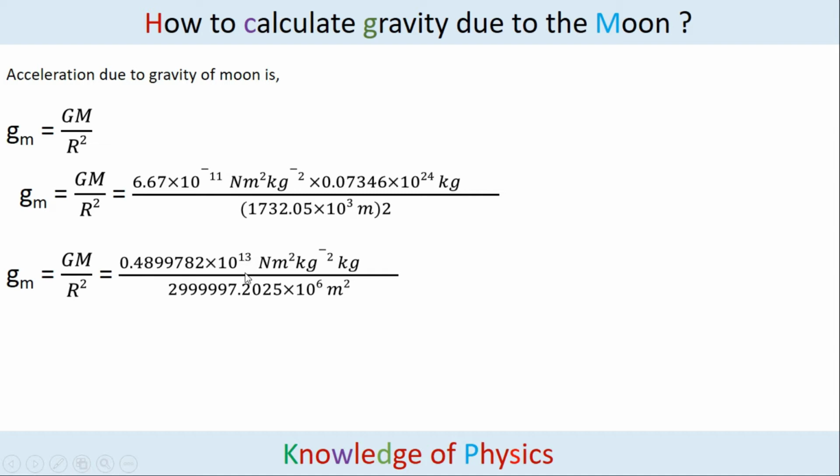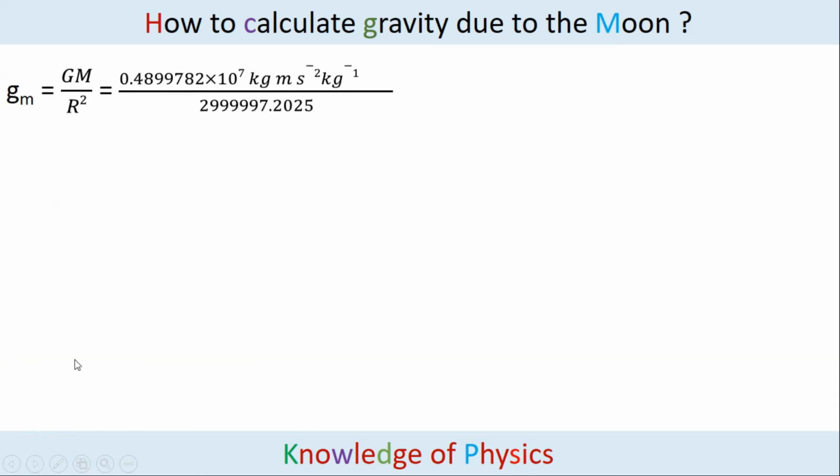After that, by the index rule, I put it here. This value is missing here. Here is this value, and I have moved it here. So 10 to the power 13 minus 6, and m squared is cancelled out, and there remains N kg per kg, and the lower value is as it is there.